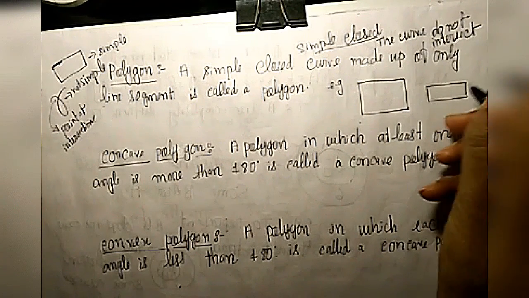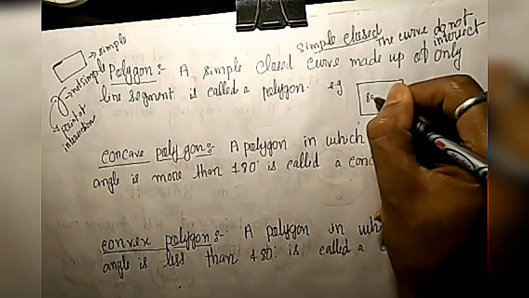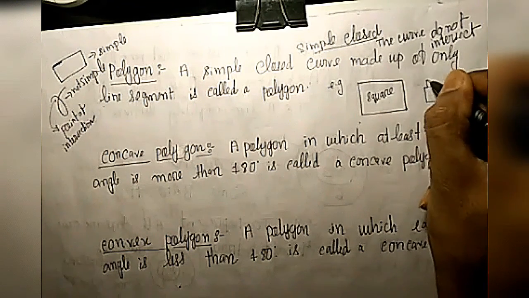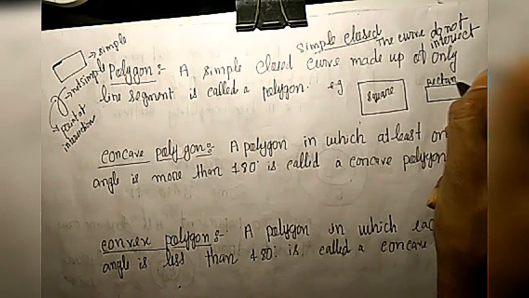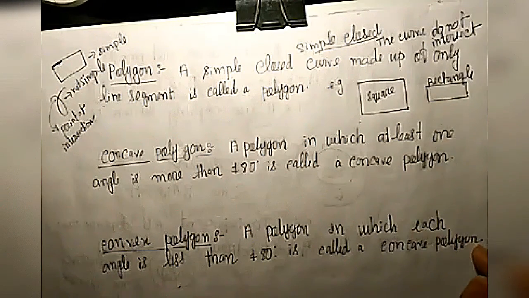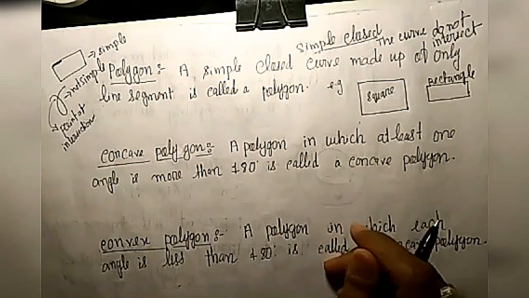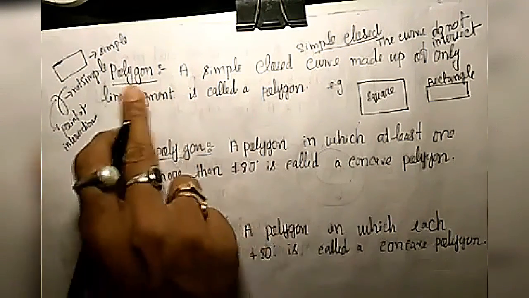One more example. The first one is a square, the second one is a rectangle. In the rectangle also we have seen that it is a closed figure made up of only line segments, and it does not have any intersecting point.